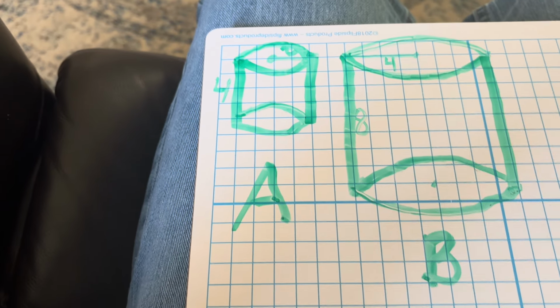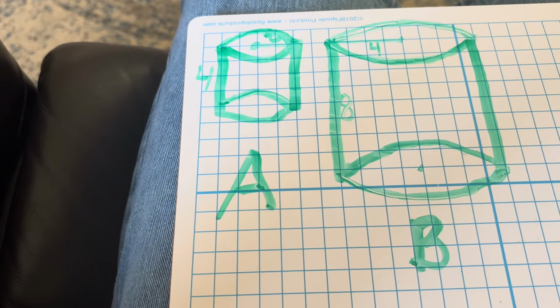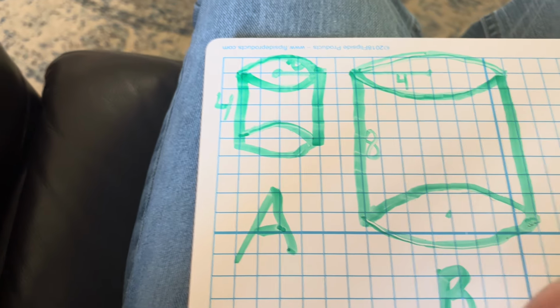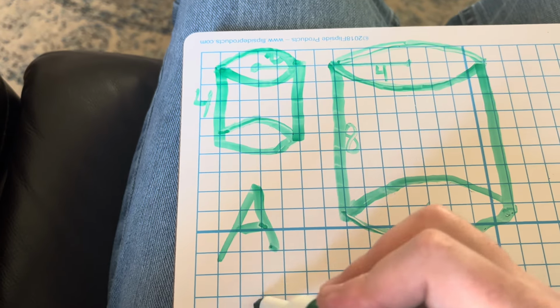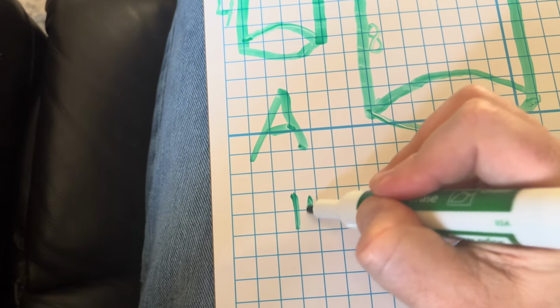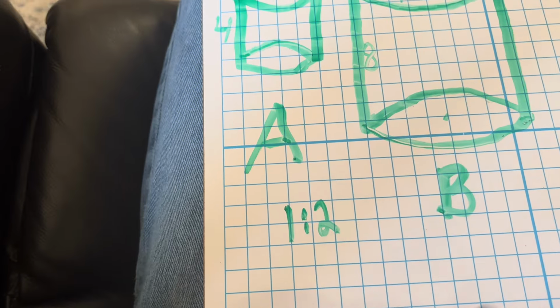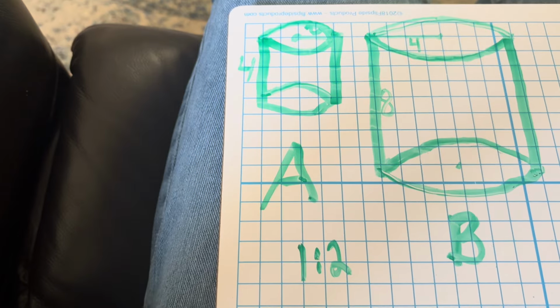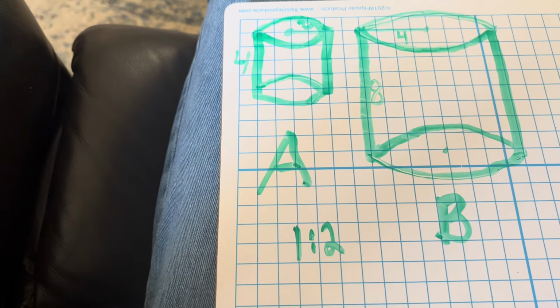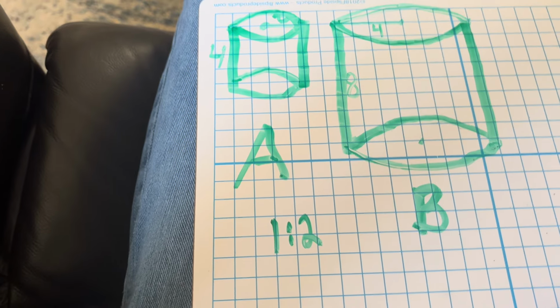So the ratio of A's parts to B's parts is 1 to 2. There it is right there. It's linear pieces. Its radius, its height, those linear measurements.